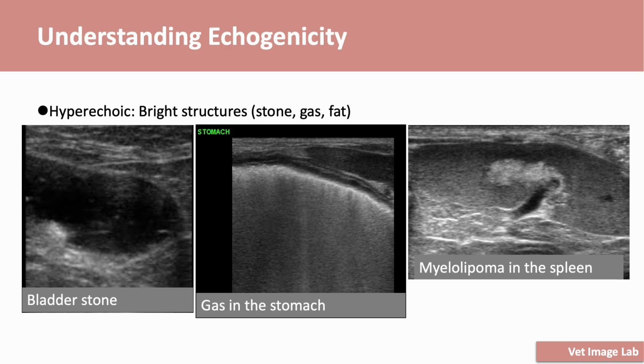Since stones are dense, they create strong echoes, and you can see the acoustic shadow behind it where no sound waves pass through. In the middle, we have gas in the stomach. Gas also produces strong reflections. On the right, we see a myelolipoma in the spleen. Fatty tissues like this tend to be more reflective than surrounding soft tissues, making them appear hyperechoic on ultrasound.